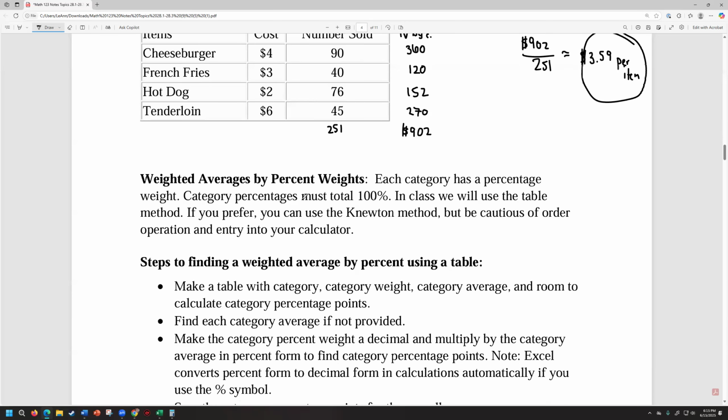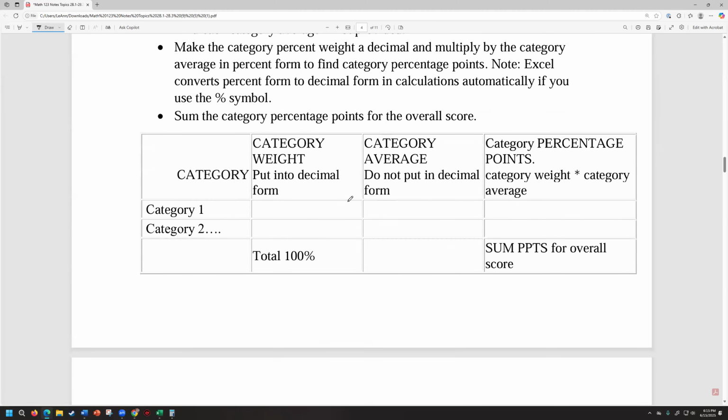Each category will have a percentage weight. Category percentages must total up to 100%. Otherwise, this won't make sense, especially if we're talking about a grade book, because your grade should be from 0 to 100%, since that's how our letter grade system works. Now, I again use a table method. Newton uses a little different method. They have you enter everything into your calculator, but you have to be careful with order of operations. So I'll just show you how I like to set it up.